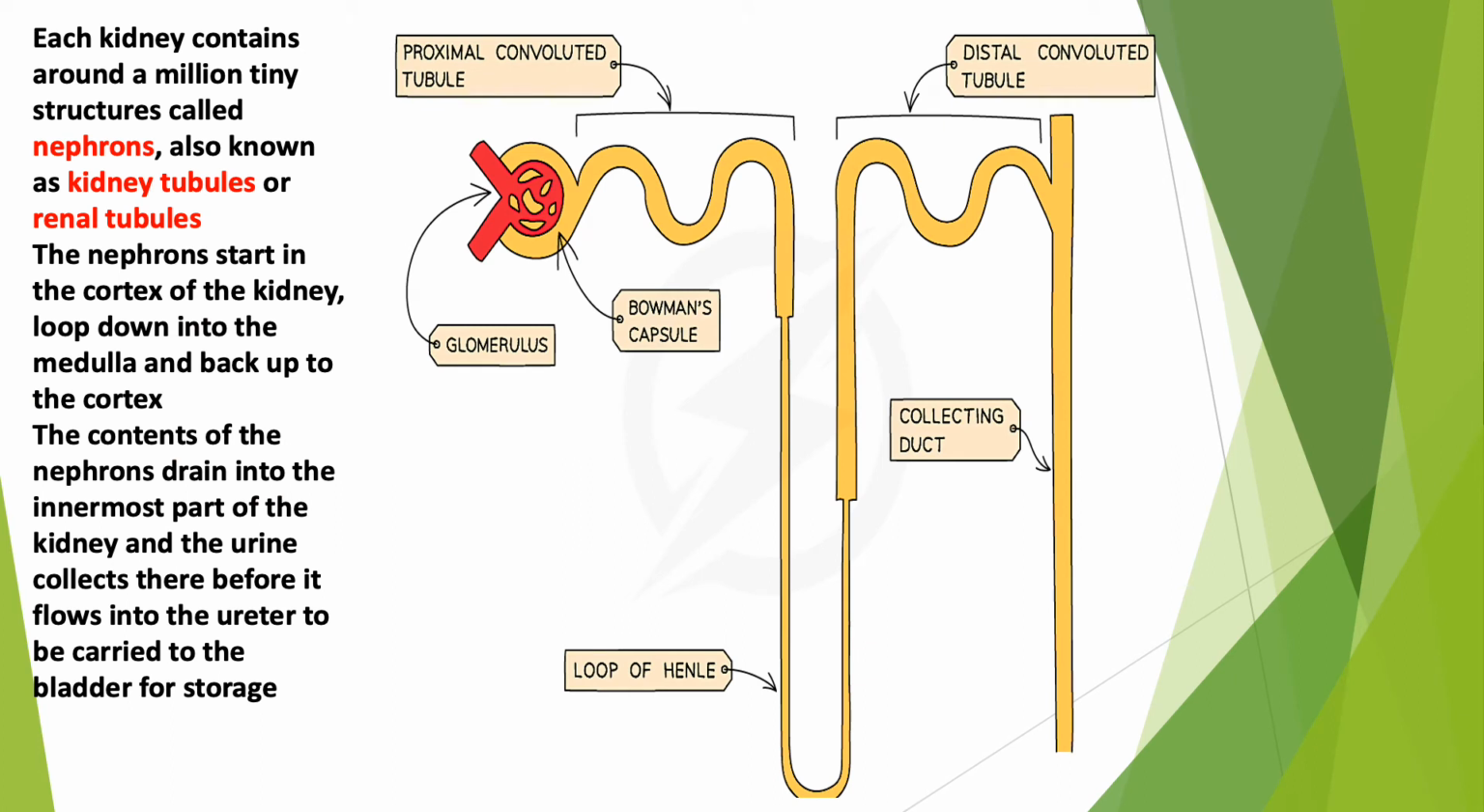Each kidney contains around 1,000,000 tiny structures called nephrons, also known as kidney tubules or renal tubules. The nephrons start in the cortex of the kidney, loop down into the medulla and back up to the cortex. The contents of the nephrons drain into the innermost part of the kidney and the urine collects there before it flows into the ureter to be carried to the bladder for storage.